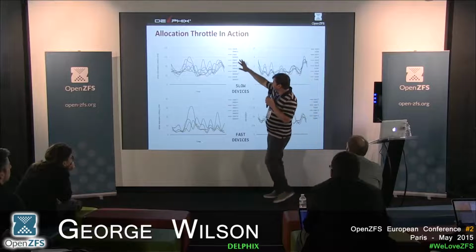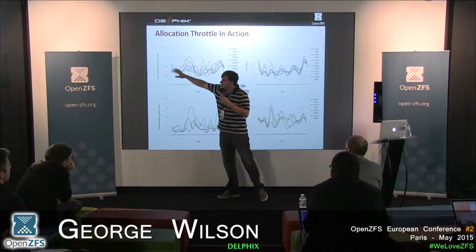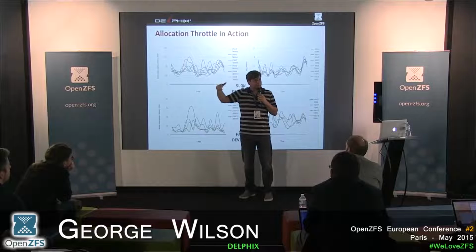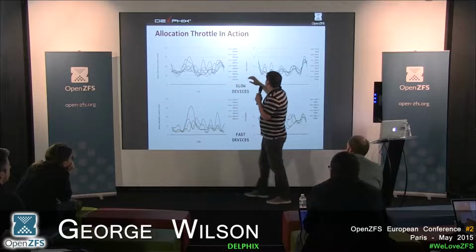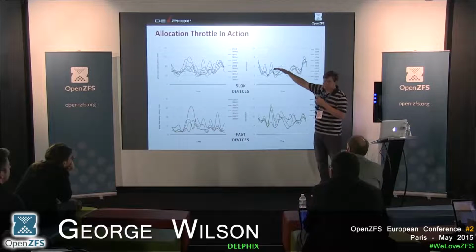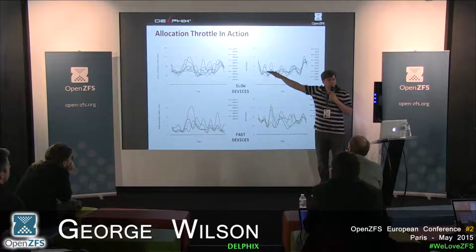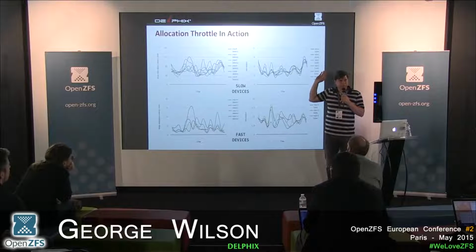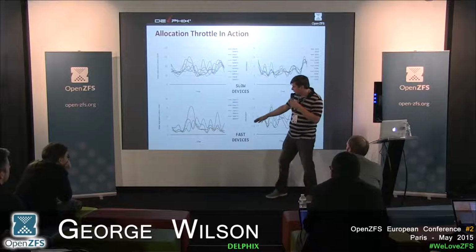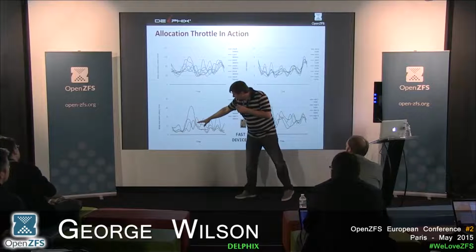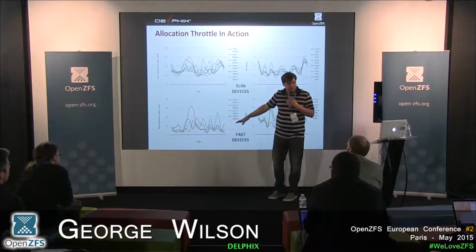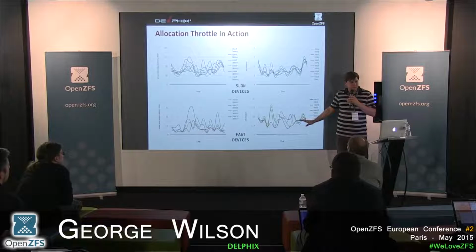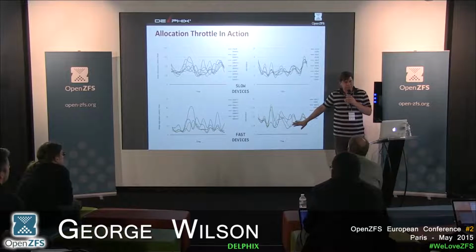As we see here, the slower devices tend to average about 80 milliseconds to do an allocation and a write. As a result, they're getting somewhere around 10 megabytes per second over the course of that SPA sync. The faster devices, which are averaging about 15 milliseconds, are doing somewhere around 25 megabytes per second across the course of that transaction group.